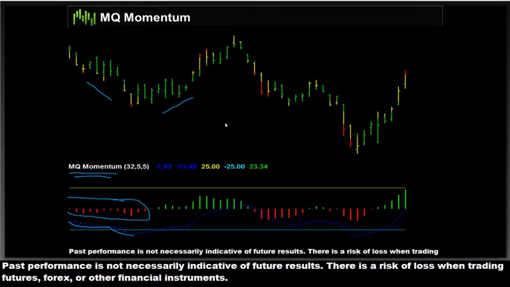Now, basically, when price momentum is bullish, the indicator line is moving up. And then the histogram is both positive and green. When price momentum is bearish, you see the indicator line moves down. And the histogram is both negative and red. This way, you can see that MQ momentum provides a real-time view of both direction and strength of price momentum in a market.